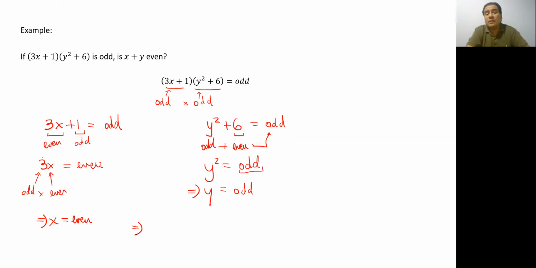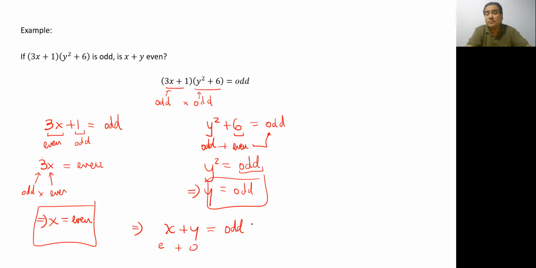Now, from these two, I can conclude that the sum of x plus y, which is an even plus an odd, will be an odd value. So the answer to the question is no. Okay? With these properties, you can do these examples, these exercises, without having to plug in or insert values for the variables. Okay? So let's move on to the next concept.